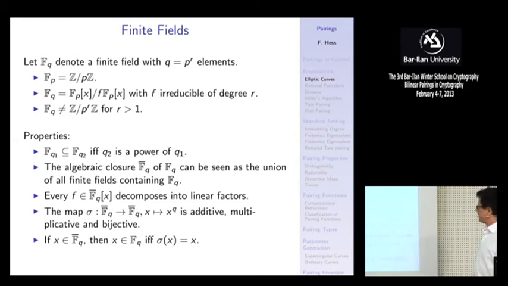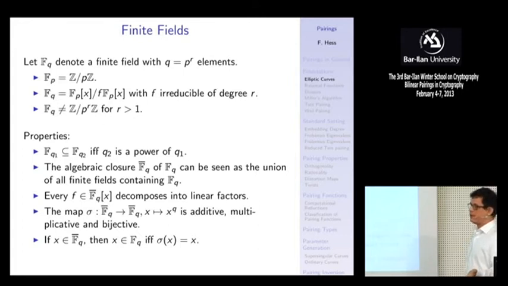Then there's kind of a biggest finite field, but it's not finite anymore. That's this algebraic closure. It's basically all the finite field stuff in one thing, in a sense. It has the nice property that if I take a polynomial defined over this very big field, it always factors into linear factors. It's like with C.